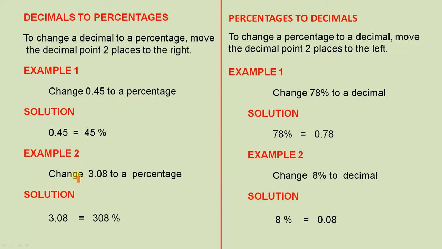Example 2, change 3.08 to a percentage. Here is the decimal point. There it is there. You move it 2 places to the right, so it's behind the 8, so it's 308%.